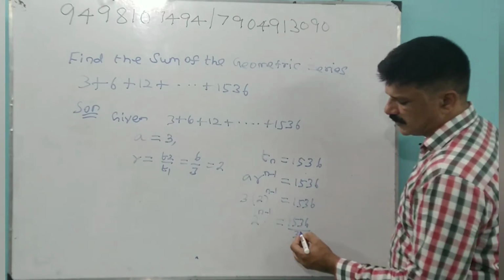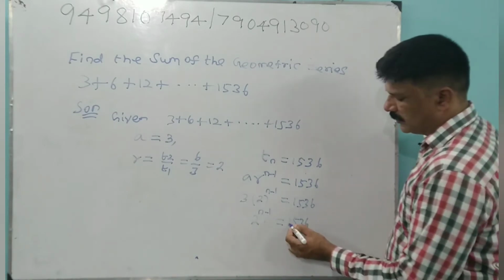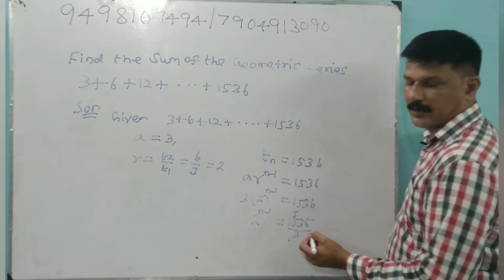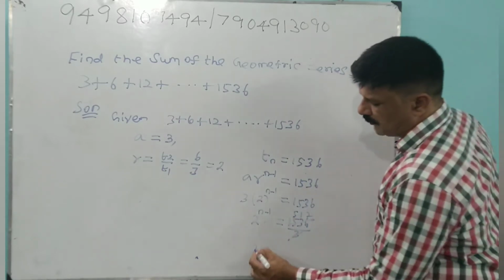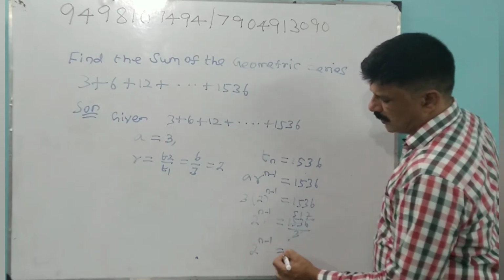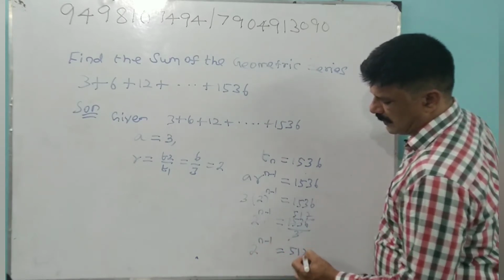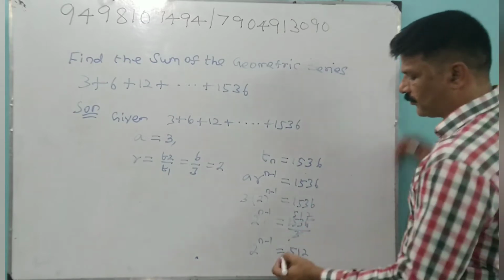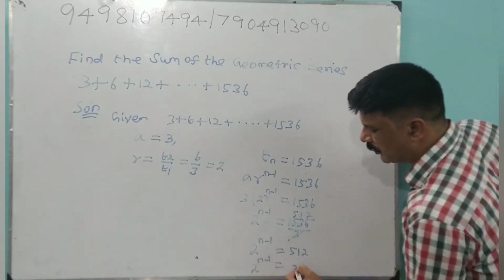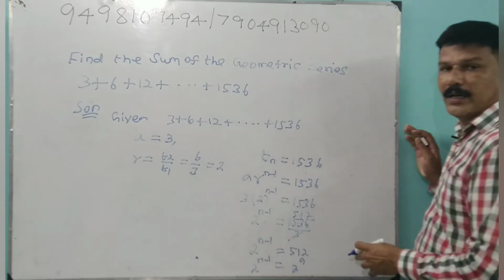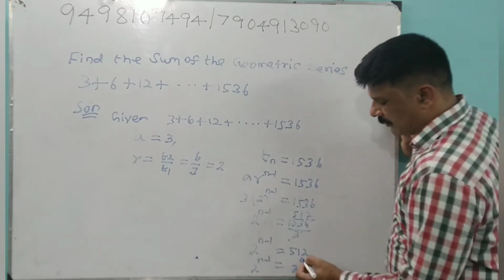When we cancel that table, 3 ones are 3, 3 5s are 15, 3 ones are 3, 3 2s are 6. So 2 power n minus 1 equal to 512. Already we know 512 is 2 power 9.